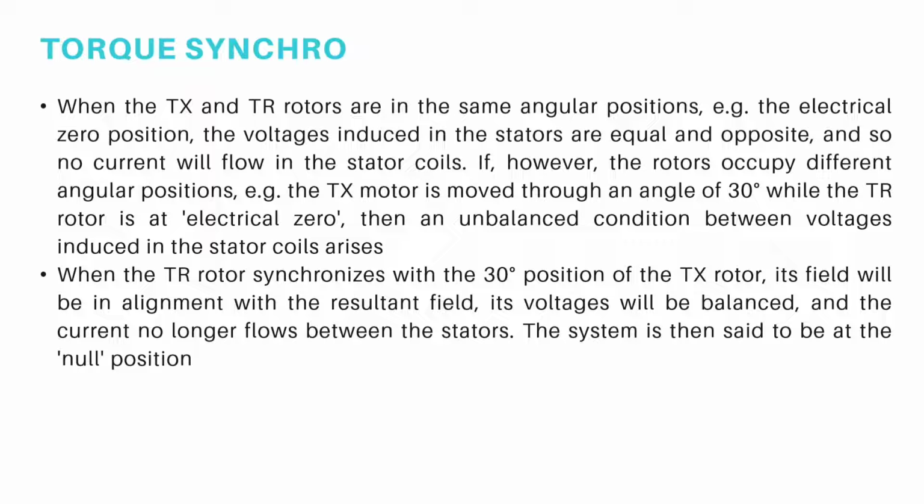Torque synchro. When the TX and TR rotors are in the same angular position, example the electrical zero position, the voltages induced in the stator are equal and opposite, and so no current will flow in the stator coils. If however the rotor occupies a different angular position, example the TX rotor is moved through an angle of 30 degrees while the TR rotor is at electrical zero, then an unbalanced condition between voltages induced in the stator coils arises. When the TR rotor synchronizes with the 30 degree position of the TX rotor, its field will be in alignment with the resultant field and its voltages will be balanced and current no longer flows between the stators. The system is then said to be at null position.